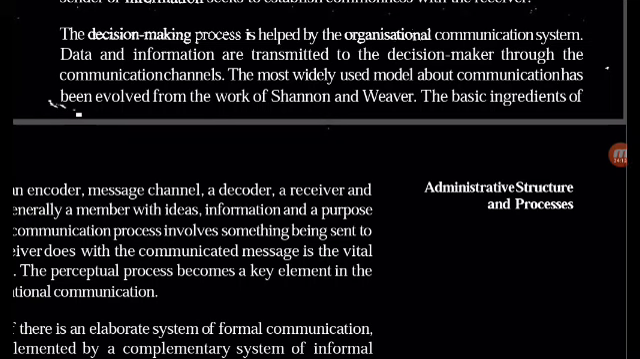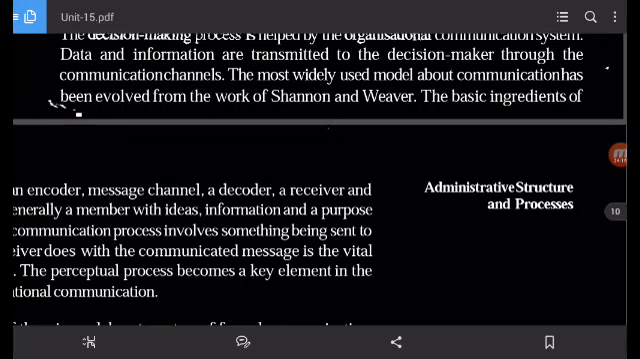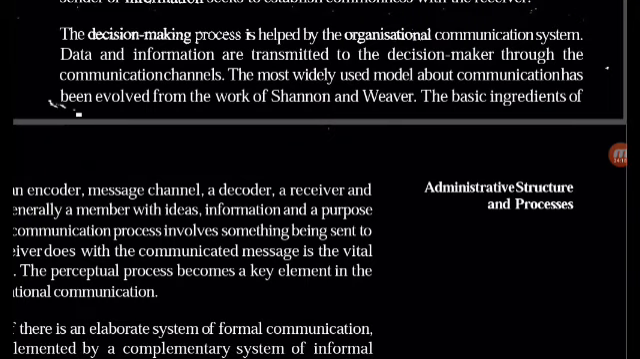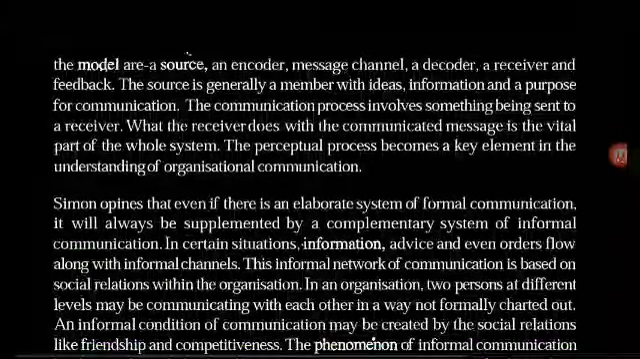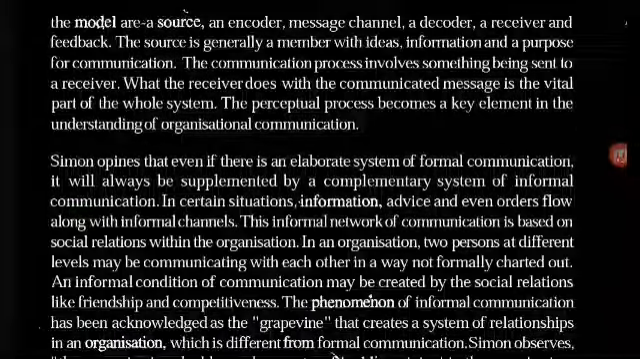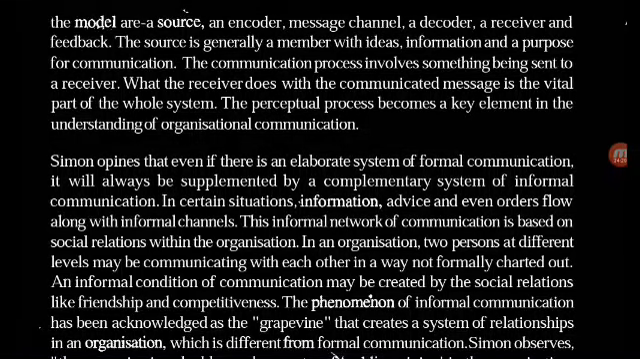The most widely used model about communication has been evolved from the work of Shannon and Weaver. The basic ingredients of the model are a source, an encoder, a message channel, a decoder, a receiver, and feedback. The source is generally a member with ideas, information, and a purpose for communication. The communication process involves something being sent to a receiver. What the receiver does with the communicated message is the vital part of the whole system. The perceptual process becomes a key element in the understanding of organizational communication.